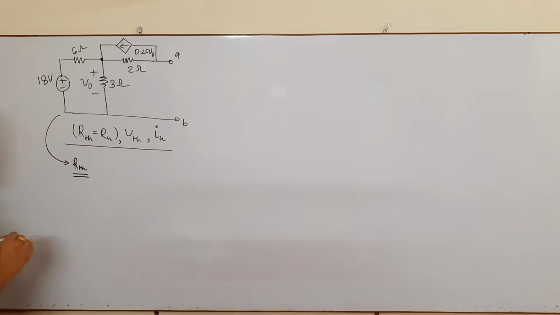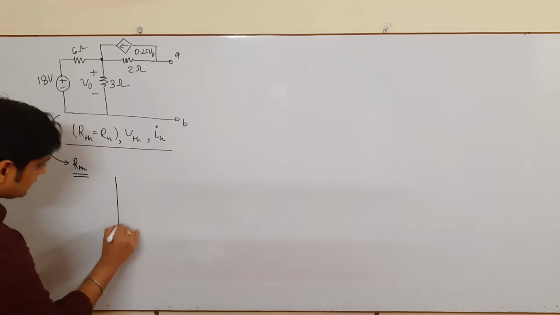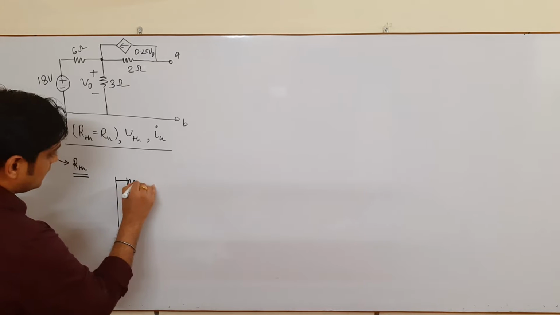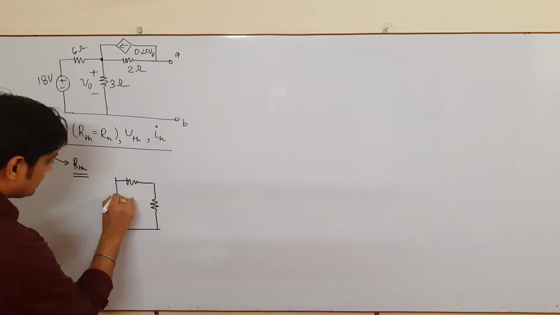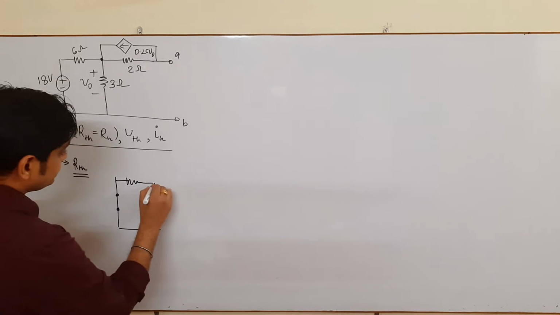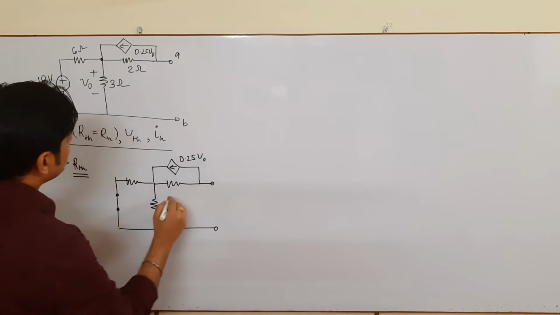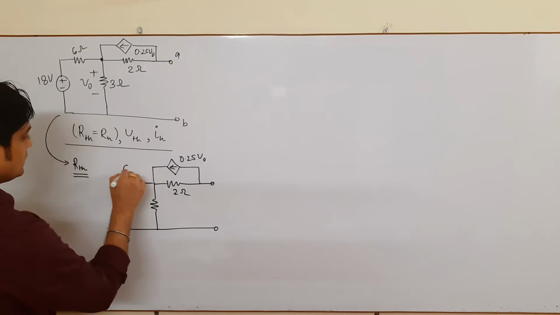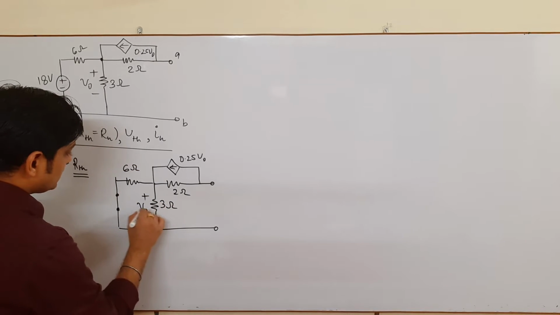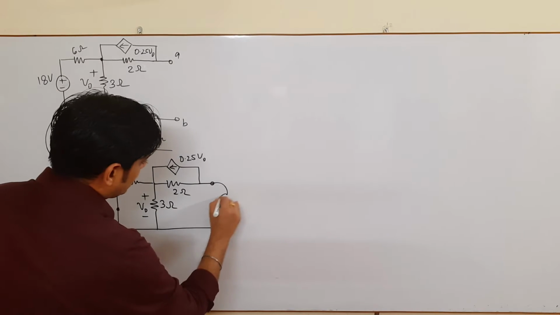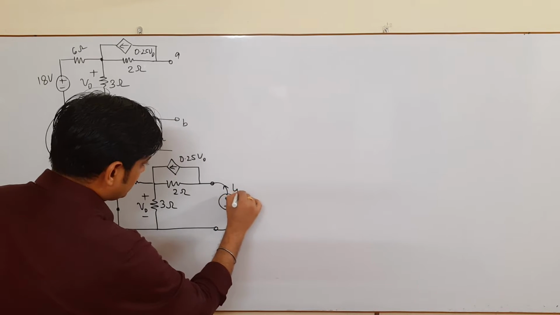Whenever you are going to find the value of RTH, all the independent sources go off. So here I am redrawing this network with all independent sources off. This is your current source, 0.25 V naught. This is a 2 ohm resistance, this is a 6 ohm resistance, and this is a 3 ohm resistance, and this is your V naught. Here I have connected one source, V theta, which generates current I theta.